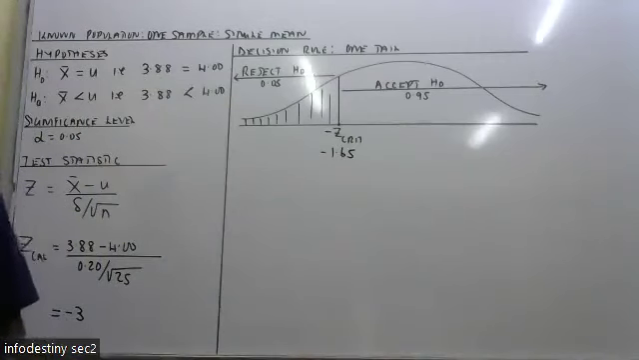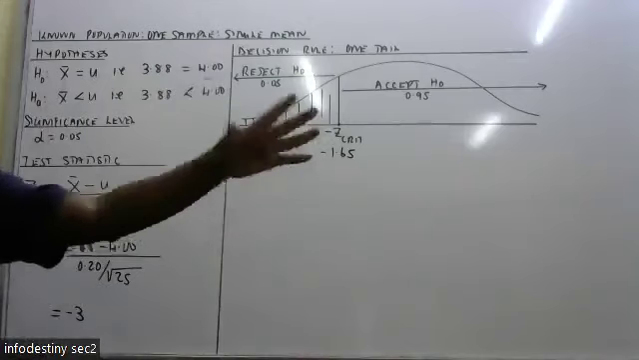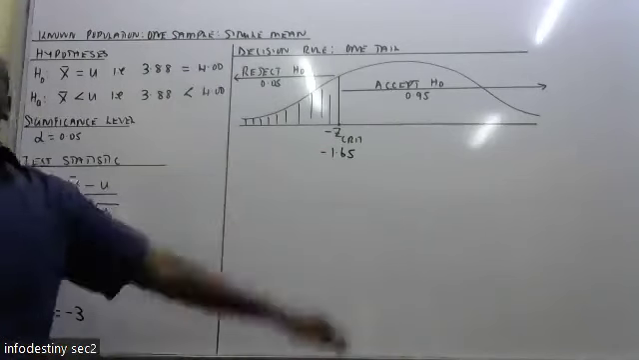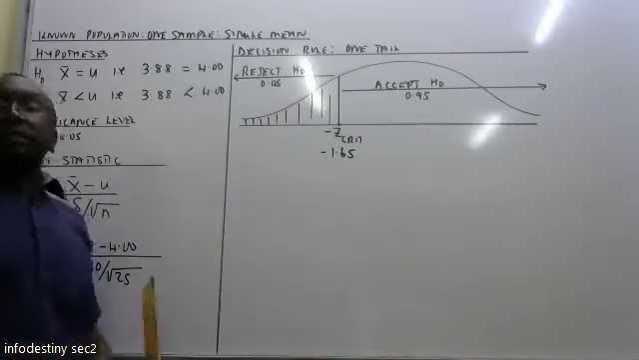So you can cram these ones. When it is Z two tails, 1.96. When it is one tail, it's 1.65. About that cram, but we must know how to read the tables.